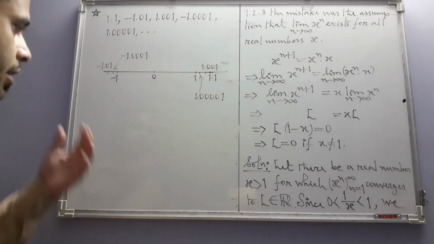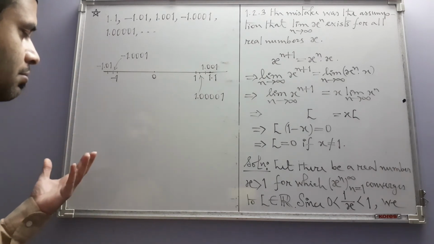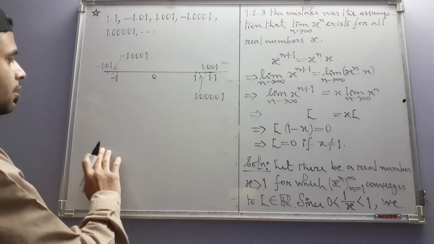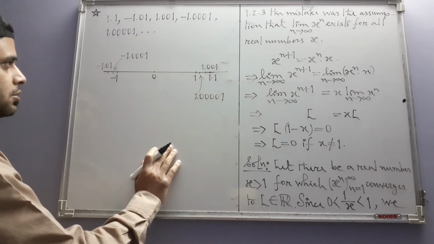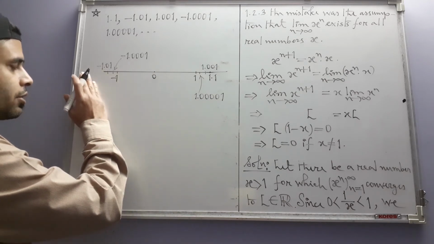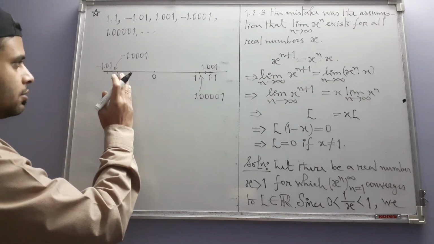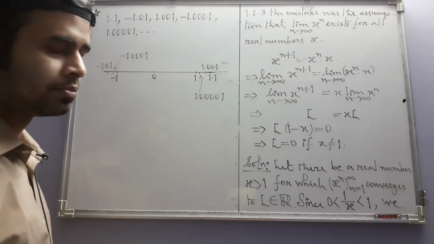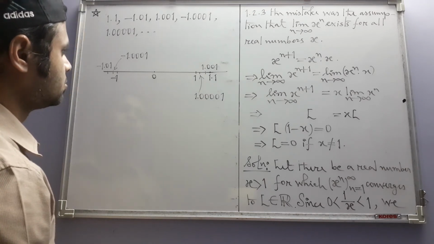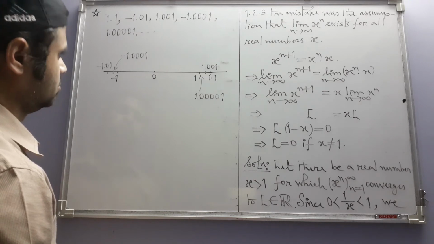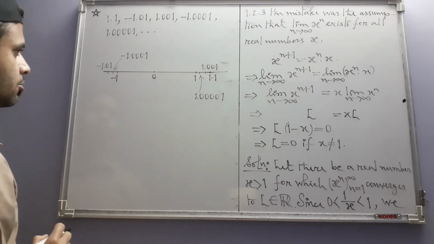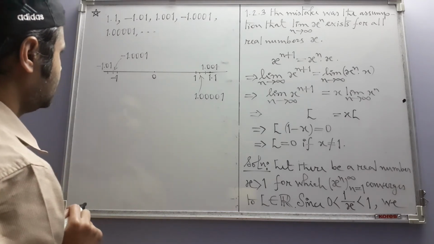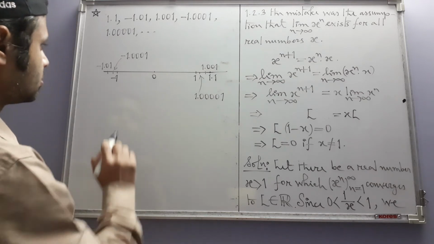So you can see that in a vague manner we can say that half the terms of the sequence are lying to the left of minus 1 and half of them are lying to the right of 1. So the sequence clearly is not converging to anything. It is not even a Cauchy sequence.